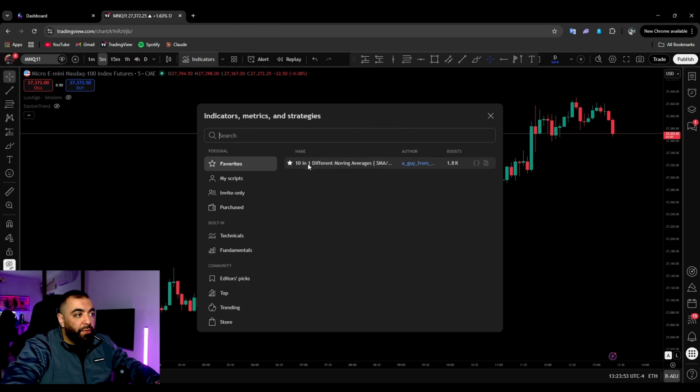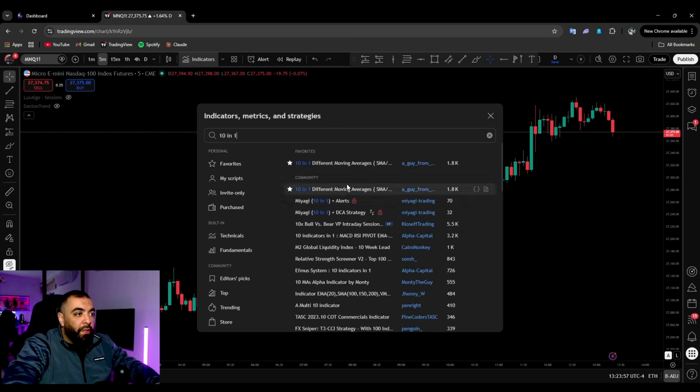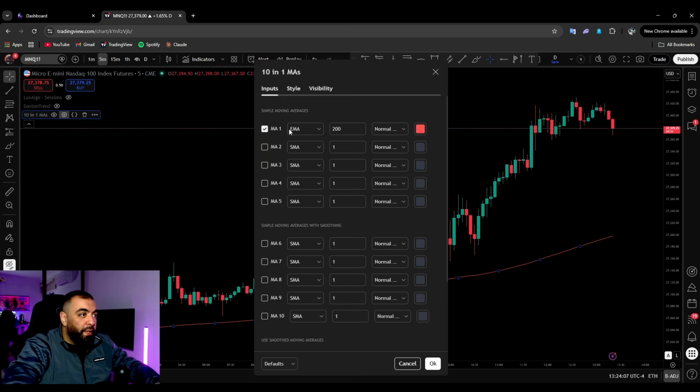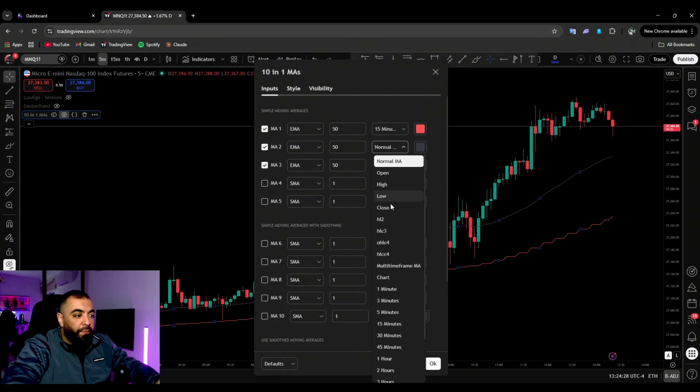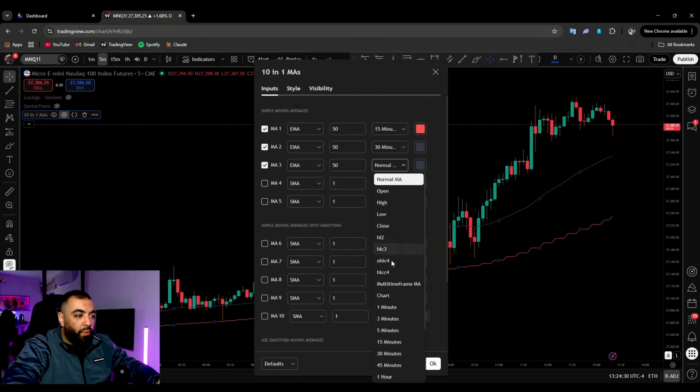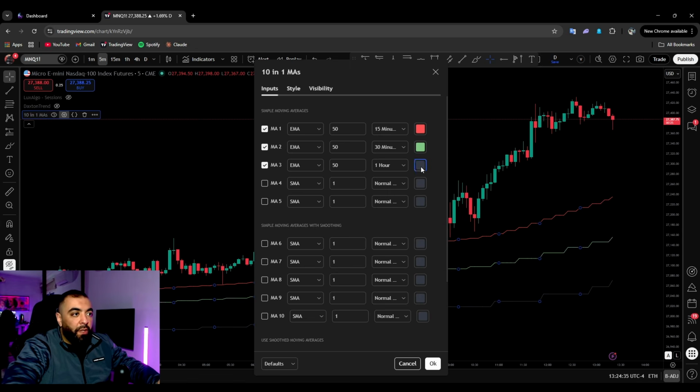You go to indicators, you select 10 in 1 moving average. Then you go to settings, you check the first 3, you put EMA right here, you put 50 period for all of them. You select the 15 minutes for the first one, the 30 minutes for the second one, and 1 hour for the third one. Then you choose whatever color you like.